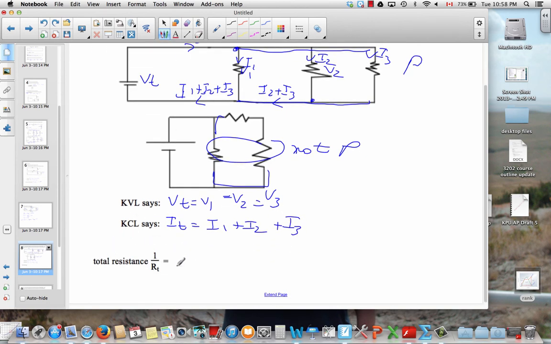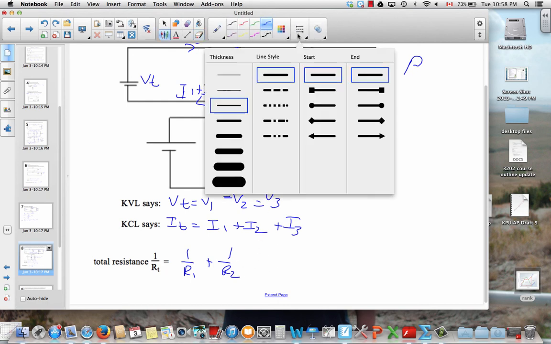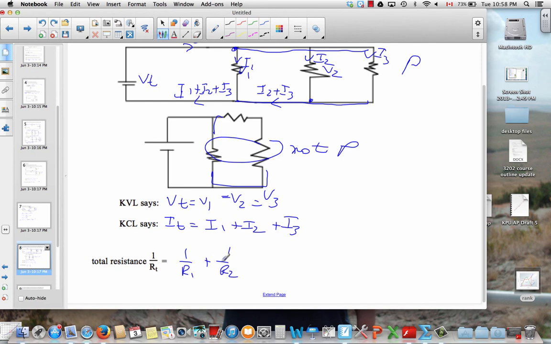And you can prove that the total resistance, the reciprocal of the total resistance, is the sum of, I should say plus dot dot dot there. Let's do that. Erase. Don't make a mess. Okay, plus dot dot dot. So this is the sum of the reciprocals of the Ris.